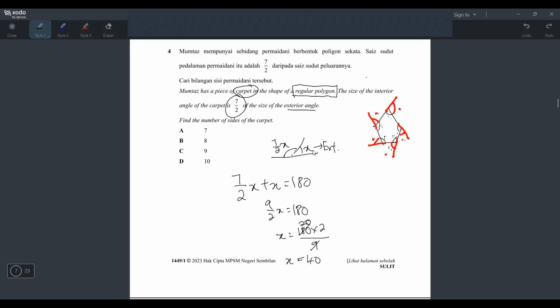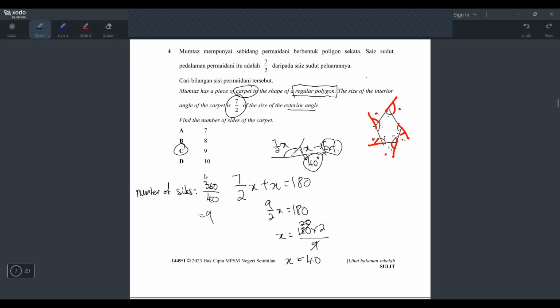But this is not the answer. This 40 is just the exterior angle. And do you know there is a formula to calculate the number of sides, which is by taking 360 divided by the exterior angle 40. So you end up with 9. So actually the answer is C. It means this carpet is actually a nonagon. If the carpet has 9 sides, we call it a nonagon.